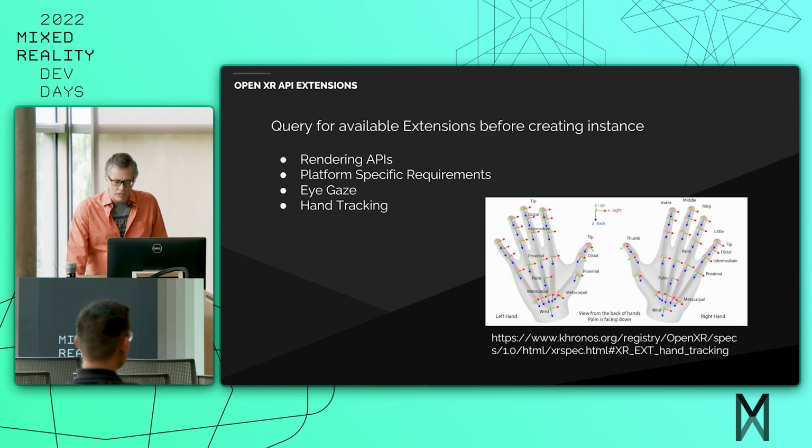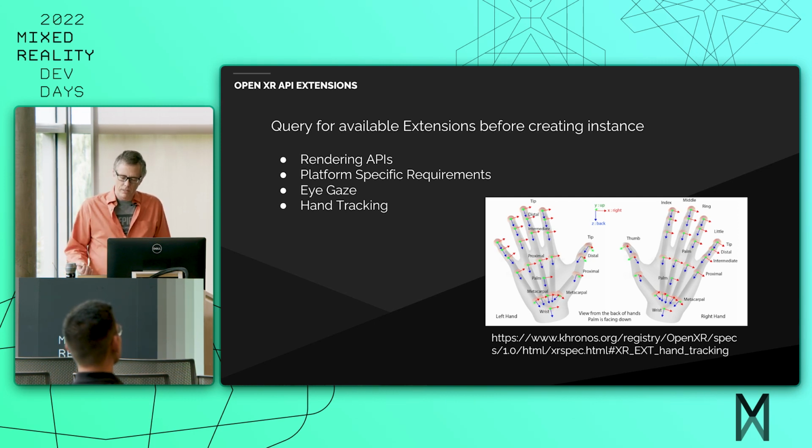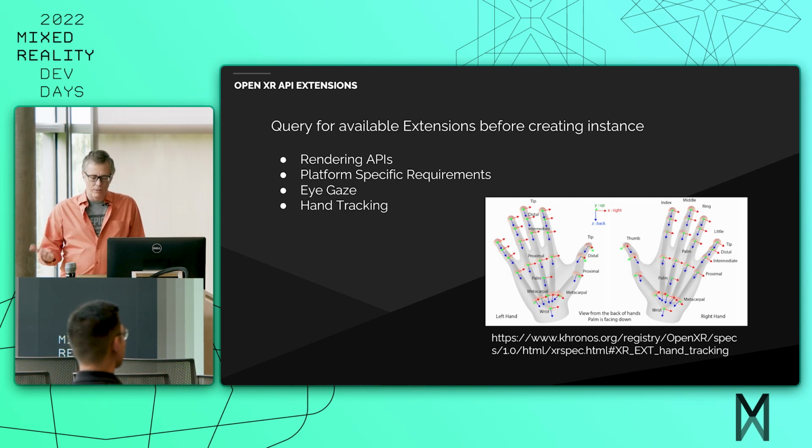Next, we have OpenXR extensions. Extensions add new APIs to OpenXR, new functions, new data types. During the connection to the runtime, you query the runtime to ask it what extensions it supports. And then you tell it what extensions from that list you want to use in your session.